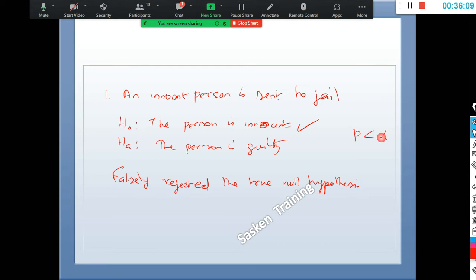Guys, can you tell me what is P is less than alpha? What we are going to do? Let me see how many of you remember it. If you don't remember it, then there is no point in continuously attending the training. You need to take a break and revise all the topics and then come back.